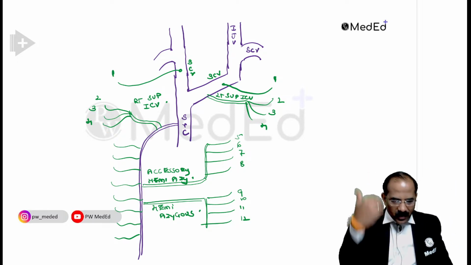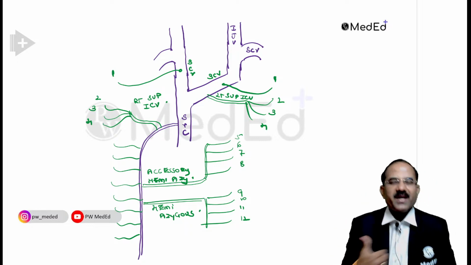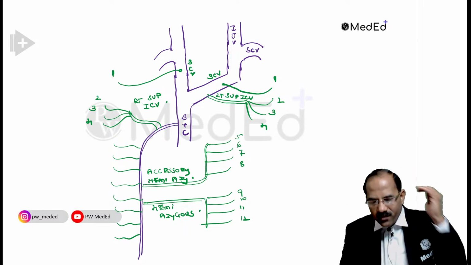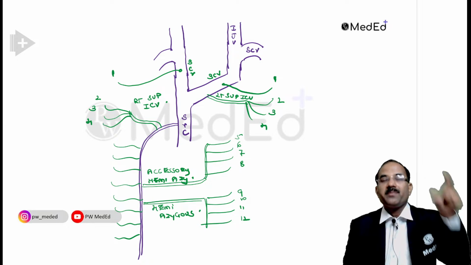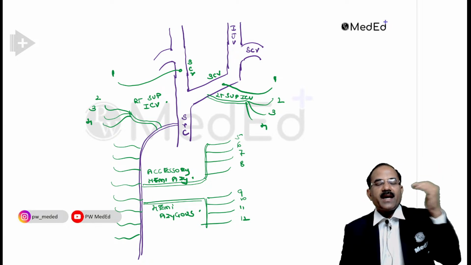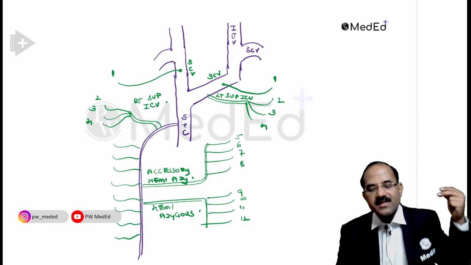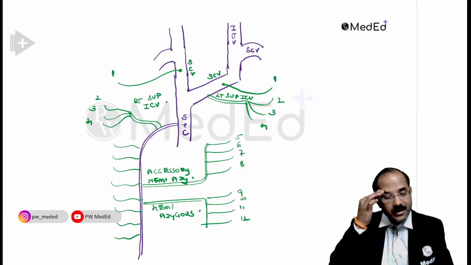On the right side, all the veins would drain into the azygous vein. On the left side, 5, 6, 7, 8 join to form the accessory hemiazygous. 9, 10, 11, 12 join to form the hemiazygous. Both of them would drain into the azygous vein.